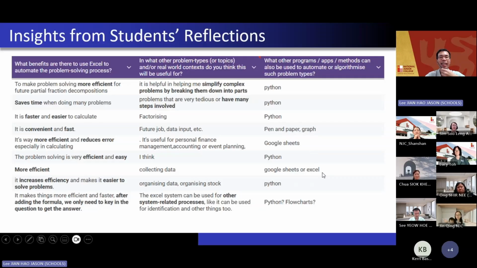And lastly, a lot of students correctly pointed out that there are other programming languages that we can use instead of Google Sheets. I think one fairly common one would be the use of the Python programming language. So these were the reflections that the students had from the activity.